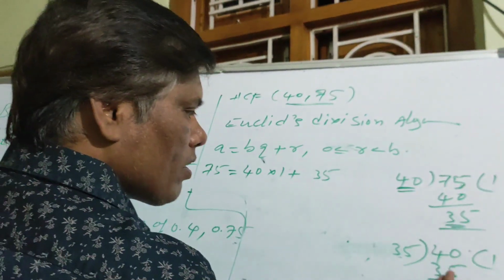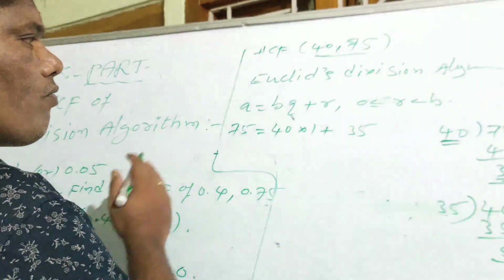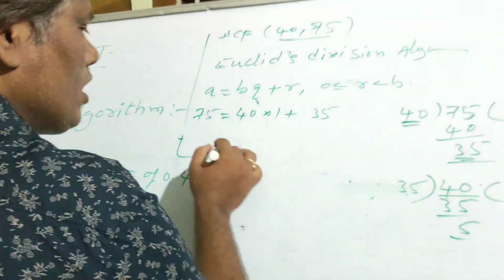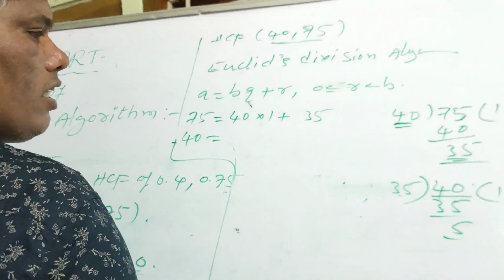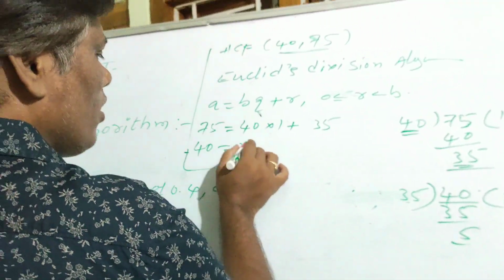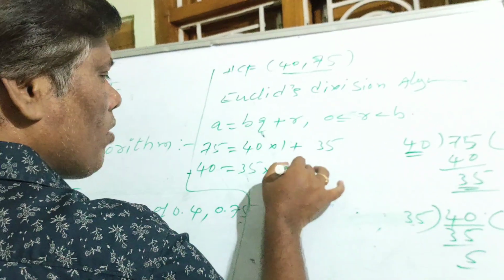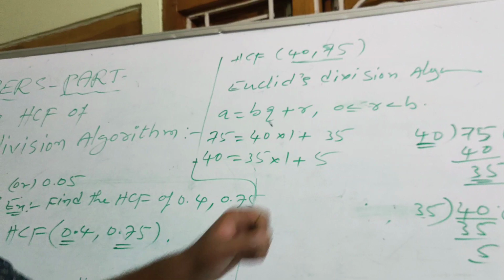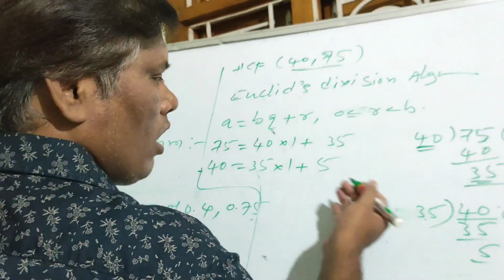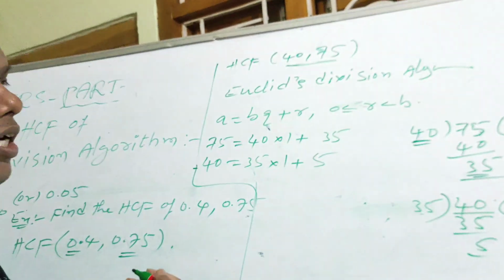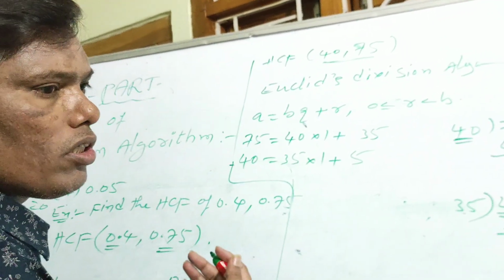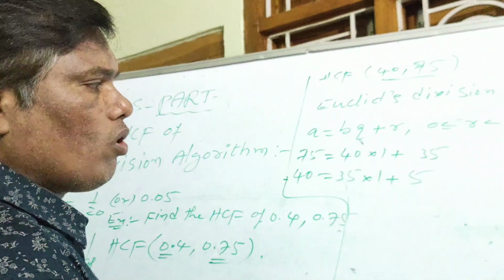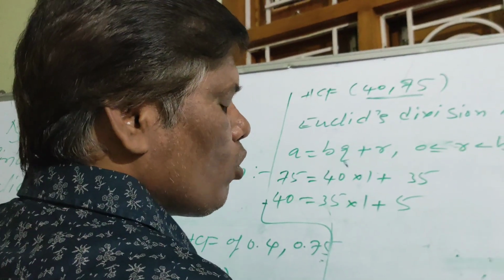Let us express this division also in the form of the statement of the division lemma, or in the form of an equation. Here the dividend is 40. So dividend is equal to divisor 35 into quotient 1 plus remainder 5. So we will get this equation. Here also the remainder is not 0. That is why again we have to proceed to the further step. You know that this procedure should be continued till we get 0 as remainder. Let's continue again.